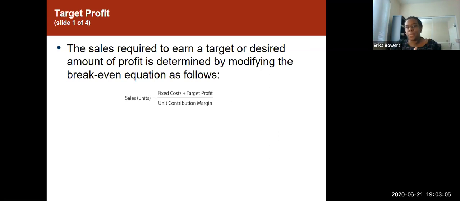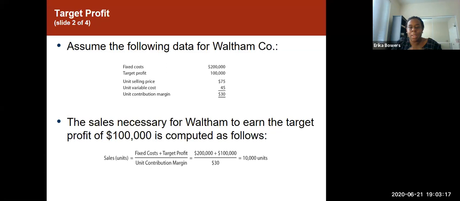So it's very simple. Don't make it very hard. It's just taking the two formulas we learned and adding the target profit to them. So let's look at this example.